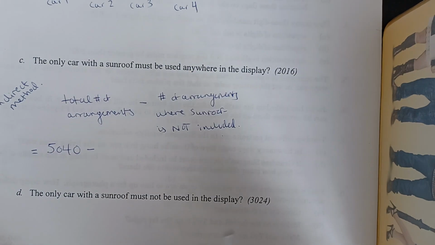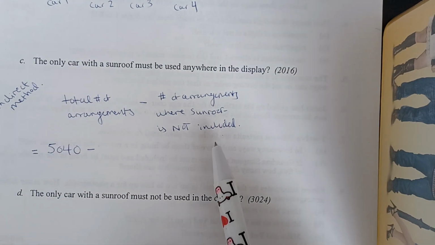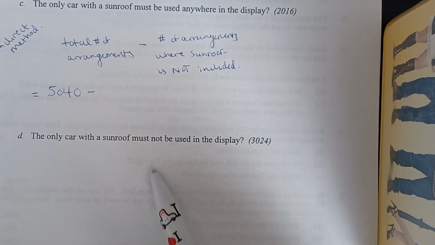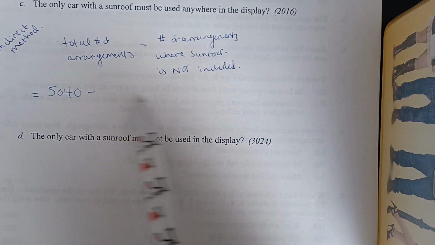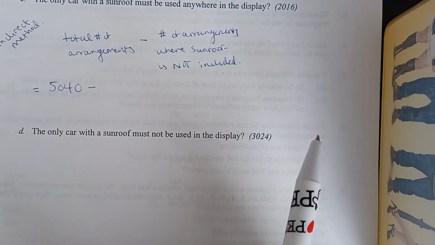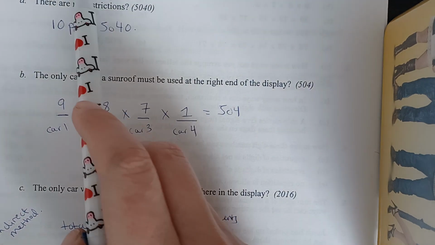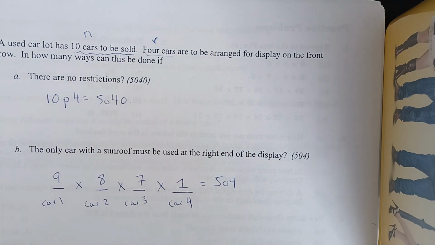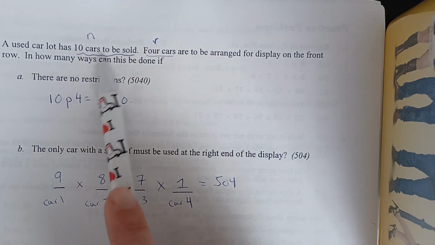We're going to subtract off the number of arrangements where the sunroof is not included. That's actually the next question. So let's do that one first and use that information back here when we need it. So the only car with a sunroof must not be used in this display. Well, that would mean we're picking from only 9 cars, right? There's one of the 10 cars we can't use, but we're still picking 4.